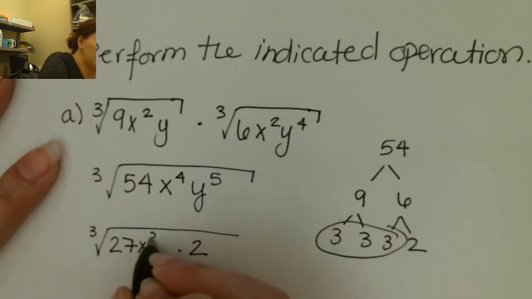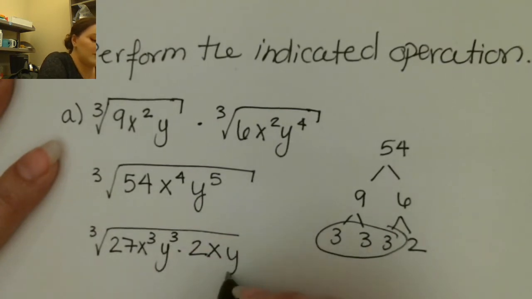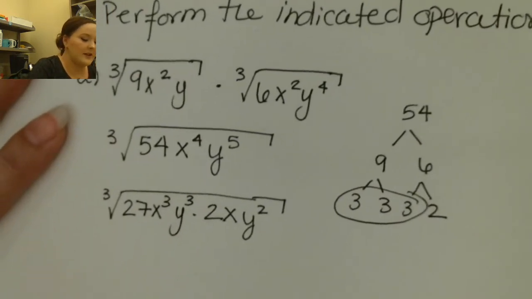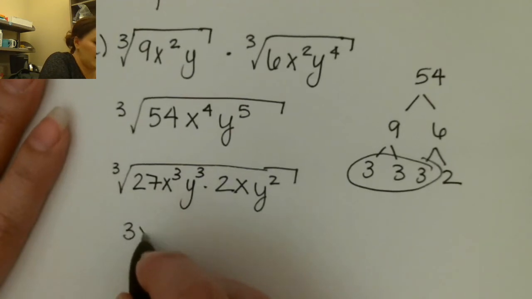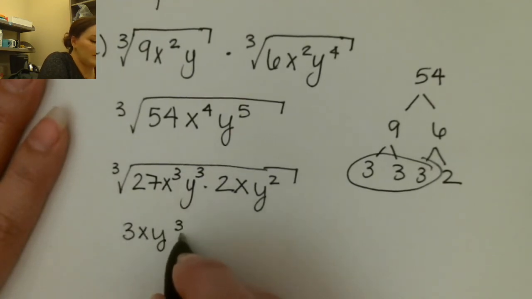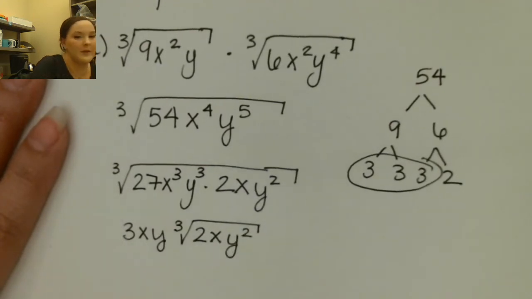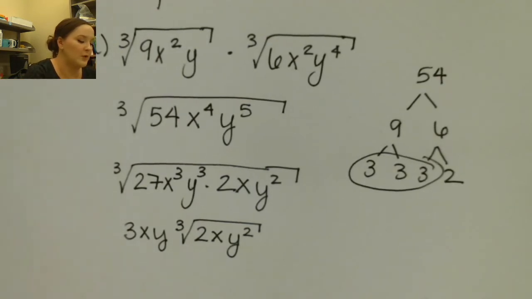Okay, x cubed and 1 more x, y cubed, and 2 y's left over. Then we're going to take the cube root of our perfect cube part. That would leave us with 3xy. And then our leftover component is 2xy squared. So most of the difficulty of the multiplication is coming from simplifying. When you're multiplying, you are just multiplying the two radicands together.